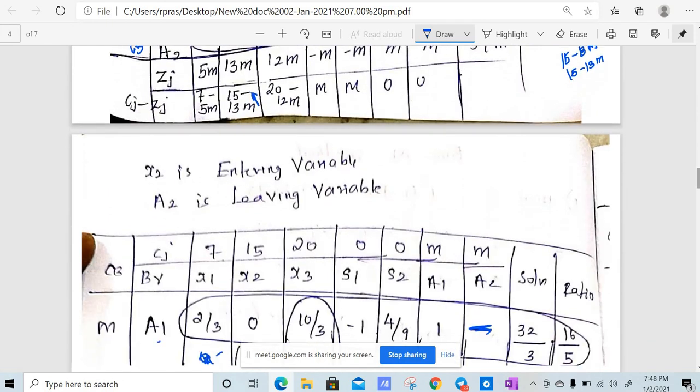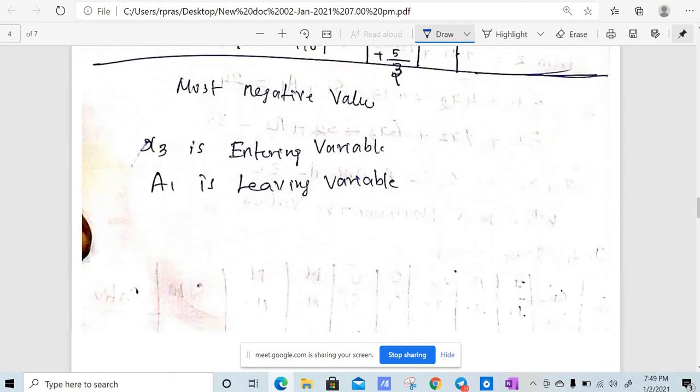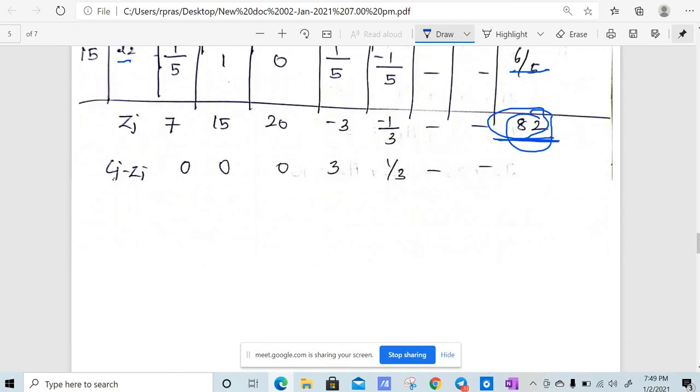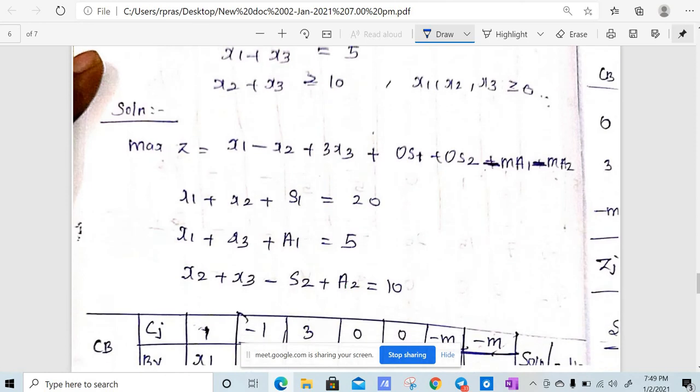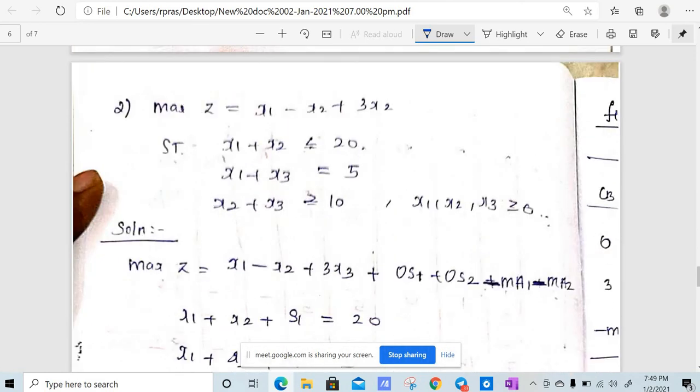So now we'll do one problem on maximization, so that we will wind up the video. Right, so maximization problem. Maximize z is equal to x1 minus x2 plus 3x3. Again, it is the big M method, right?